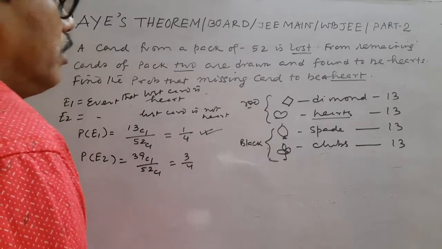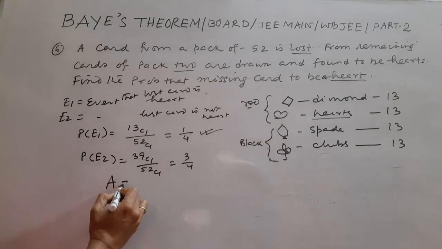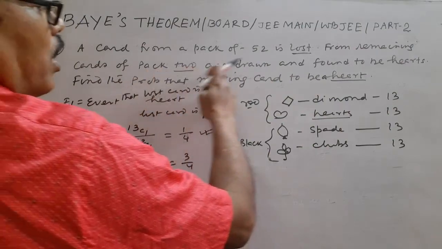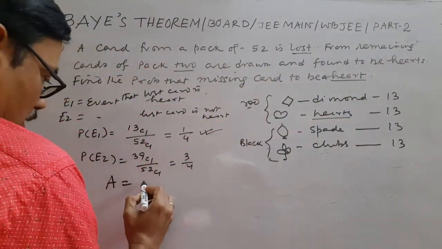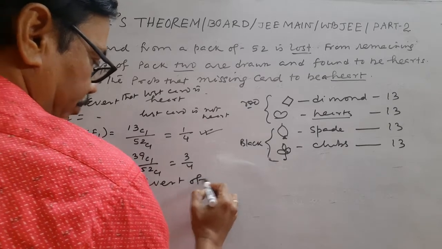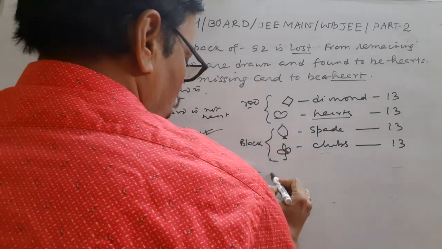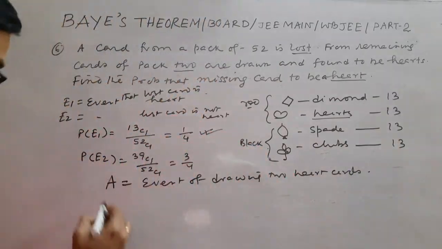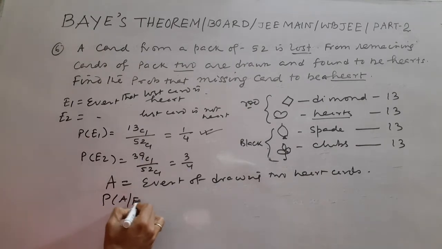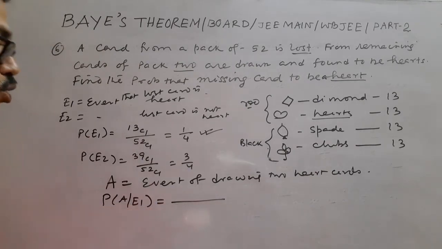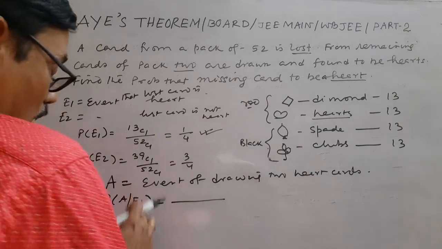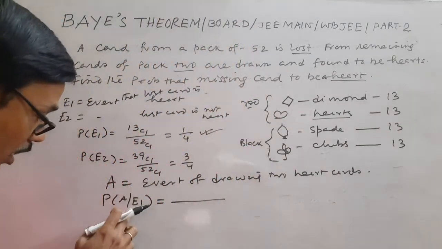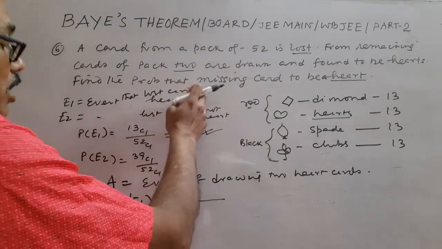Then you have to define the event associated with E1 and E2. So from the remaining cards of the pack, 2 are drawn and found to be hearts. So A equals the event of drawing 2 heart cards. So P(A by E1), this step to be noted. A by E1: event of drawing 2 heart cards when 1 heart card is lost.